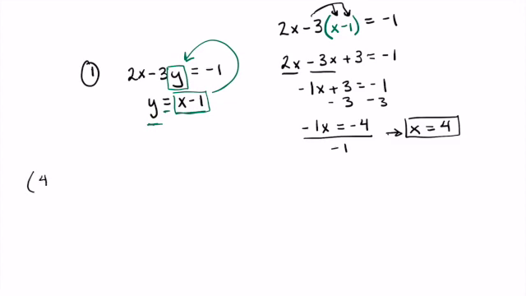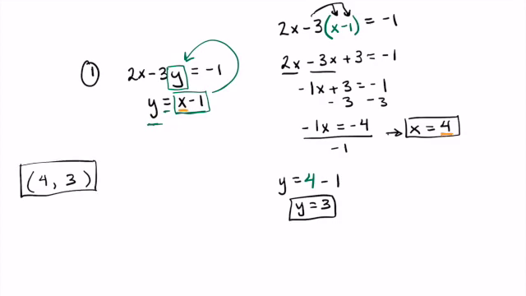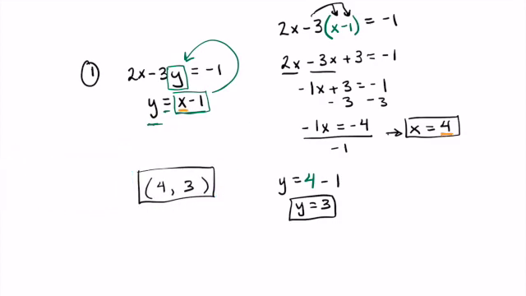I have positive 4, but I need to get my y value. Well, my y value is just going to come from plugging in 4 for the x value of that first equation that we already had solved for y. So I'm going to say that y equals, we're plugging in 4 for x, minus 1. So 4 minus 1 gives me 3. And that is the solution to that system of equations.